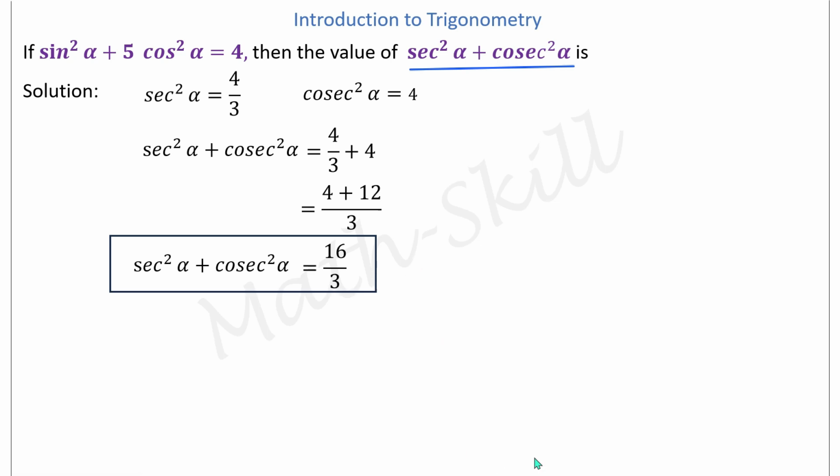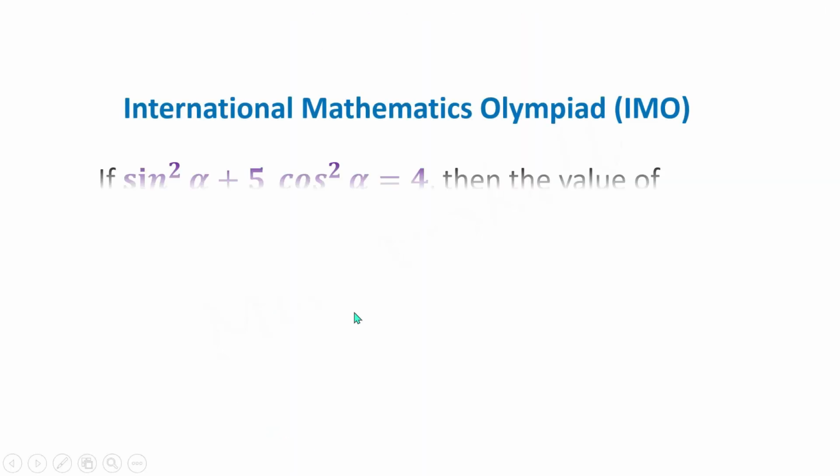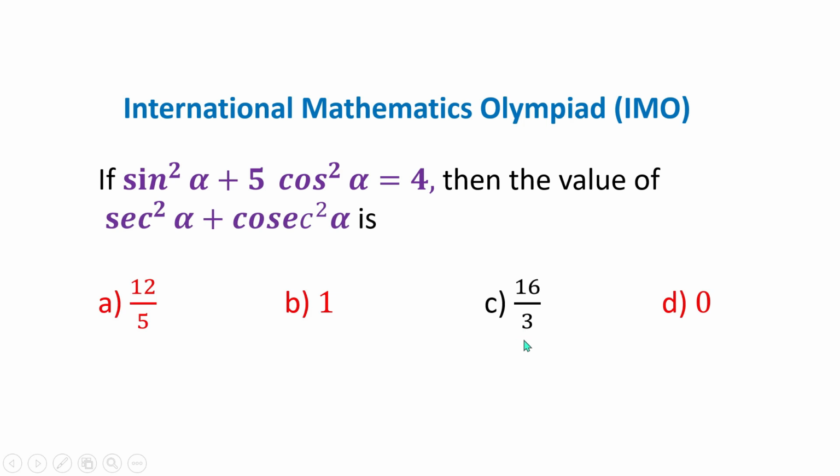Therefore, the value of the MCQ, or the value of sec²α + cosec²α is equal to 16 by 3, or the answer for this MCQ is option C, that is 16 by 3.